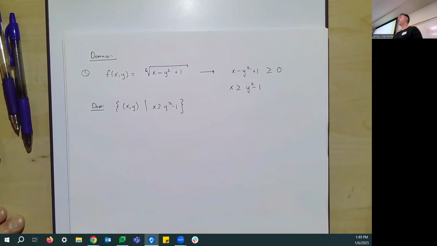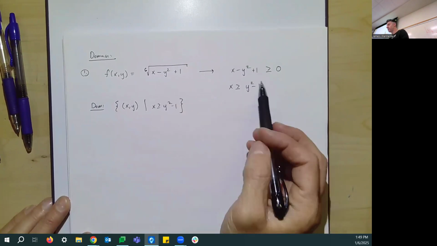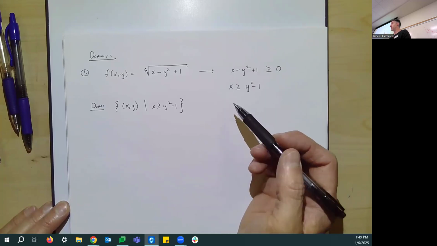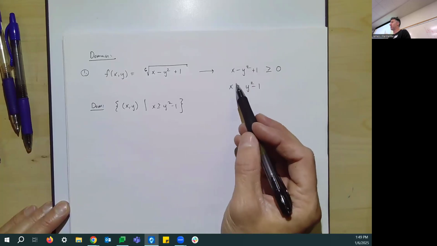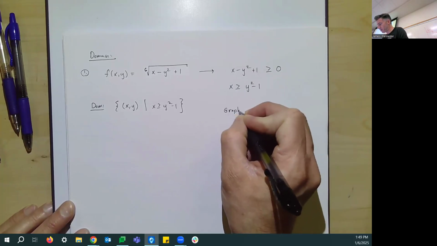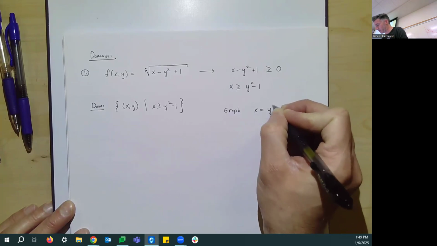The other thing people typically want, the more important thing, in my opinion, is to graph it. So the way we usually graph domain is we look at the inequality, and then we think about graphing just the equation if we replace this inequality symbol with an equal sign. So what we're going to do is graph x equal to y squared minus 1.